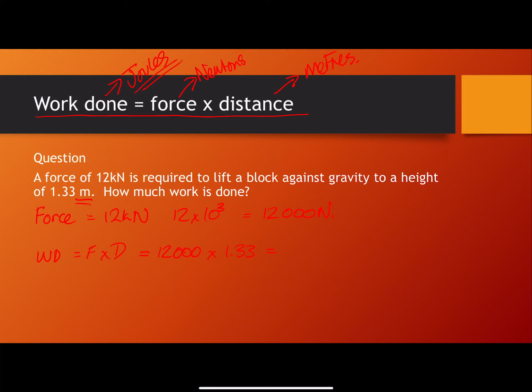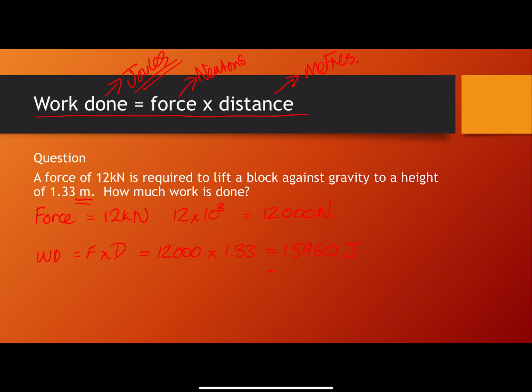12,000 times 1.33 equals, and we get an answer that's got quite a lot of numbers in it. 15960, and the units are joules. Now, if we leave it like that, we're not going to get all the marks. So you need to stop for a second and think about what you need to do to get all the marks.